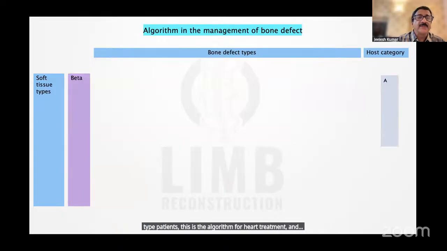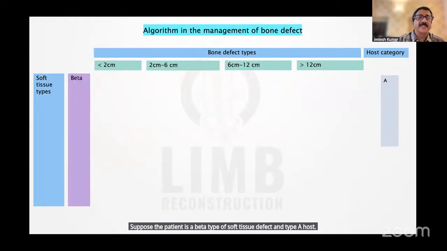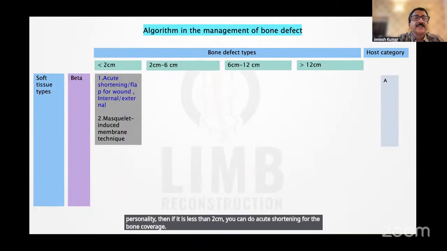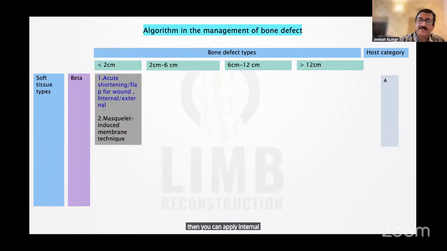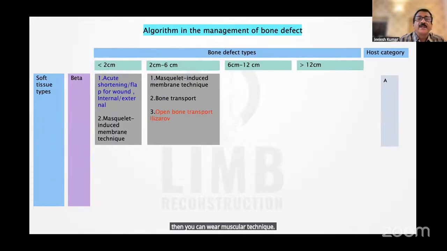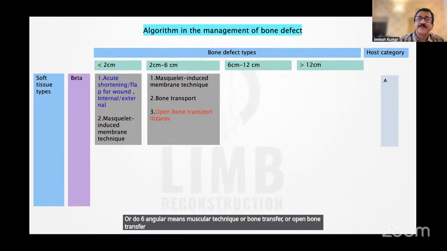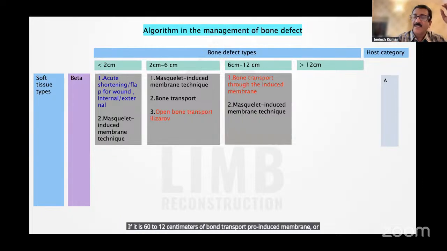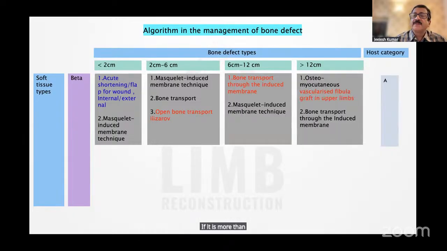And suppose the patient is a beta type of soft tissue defect and type A host, then if it is less than 2 centimeter, you can do acute shortening for the wound coverage. Then you can apply internal or external fixation, depends on your choice, and then you can do a masquelet technique. Or 2 to 6 centimeter means masquelet technique or bone transport or open bone transport with Ilizarov. If it is 6 to 12 centimeter, bone transport or the induced membrane technique. If it is more than 12 centimeter, you can use a vascularized fibular graft in the upper limbs and bone transport through the induced membrane.